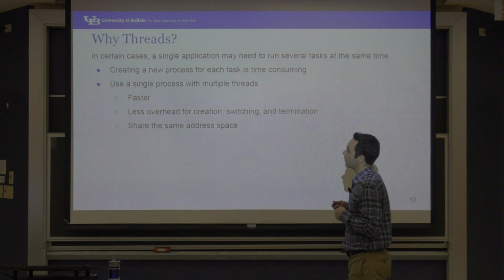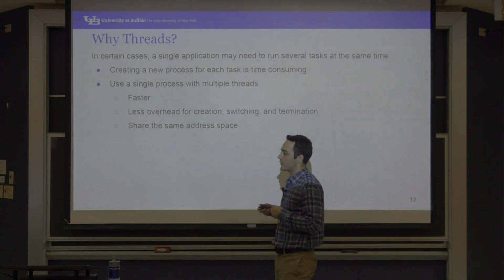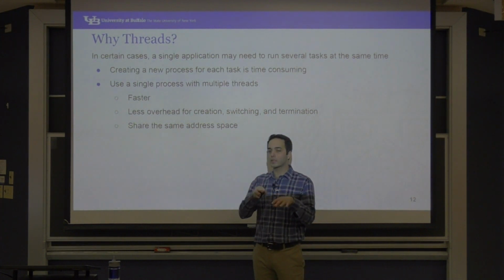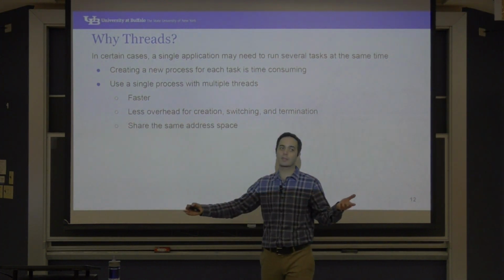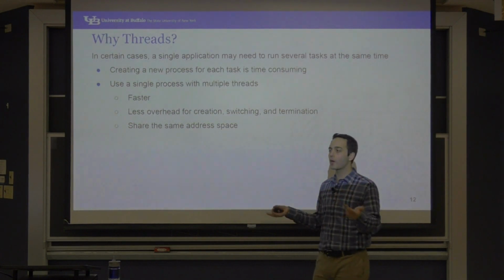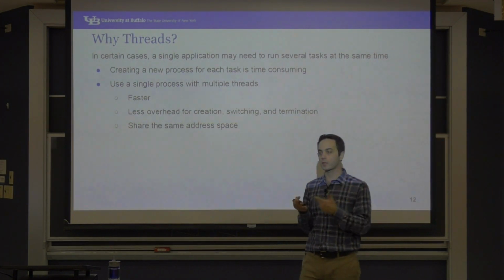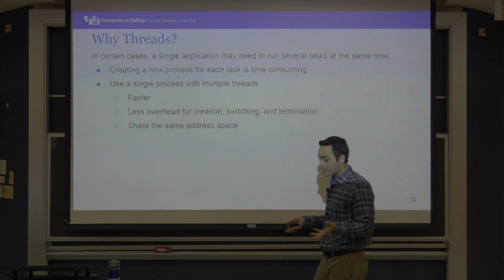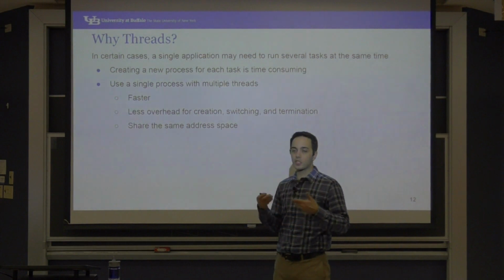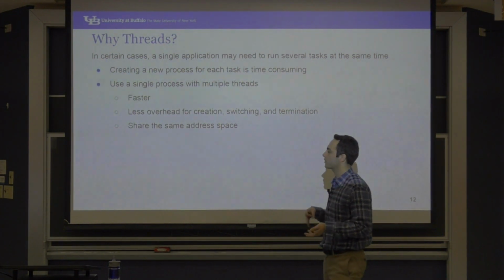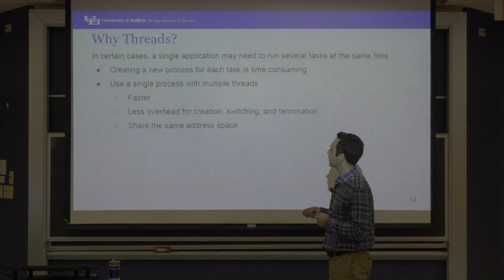And the other benefit is that they share the same address space. So if you have one task with multiple parts, and you create multiple processes, they cannot have access to each other's address space. So then you have to use inter-process communication, right? But if you have multiple threads, then they share the same address space. They share the same variables. They have shared variables as well as their own space, right?